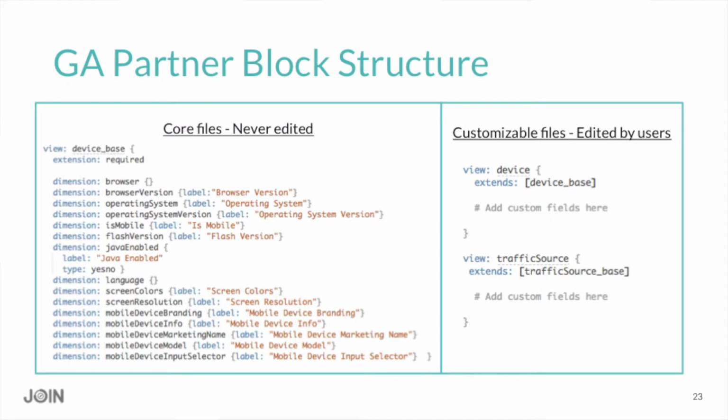So here's an example of how you might do that. We have a core file up here, and this would never be edited. This is something that's maintained centrally, so you don't have to worry about the maintenance of this file. But then by bringing these into your project and extending them, you can infuse your own custom fields. You can bring in your own data sets and really work with this in whatever way you need to. So that's the idea here. And again, it would work the same way with those data blocks that we've announced at Join this week.